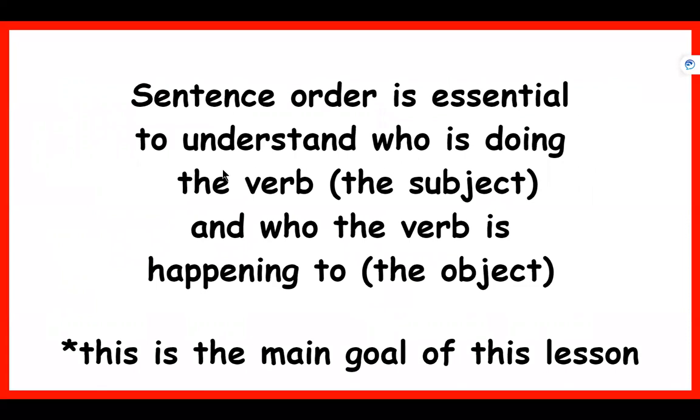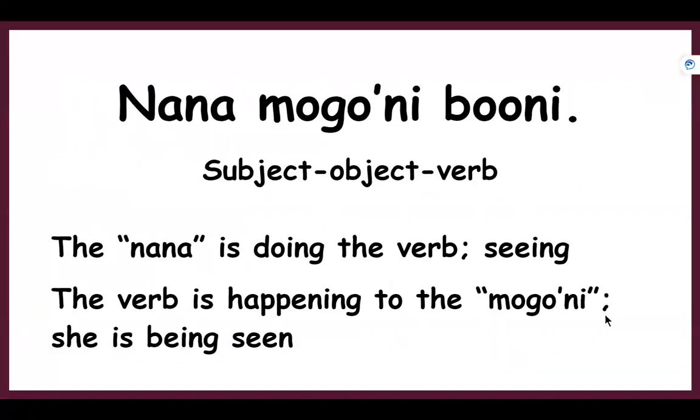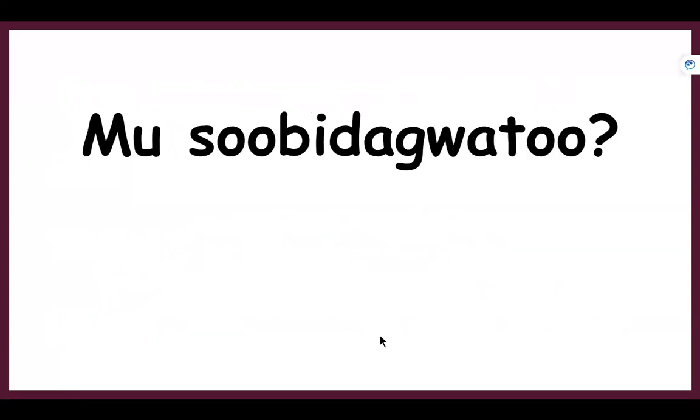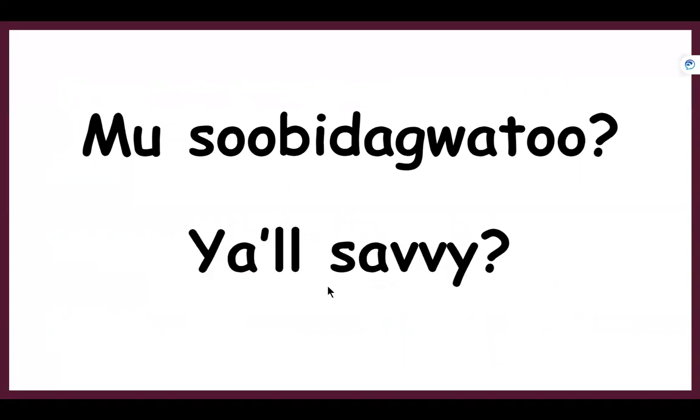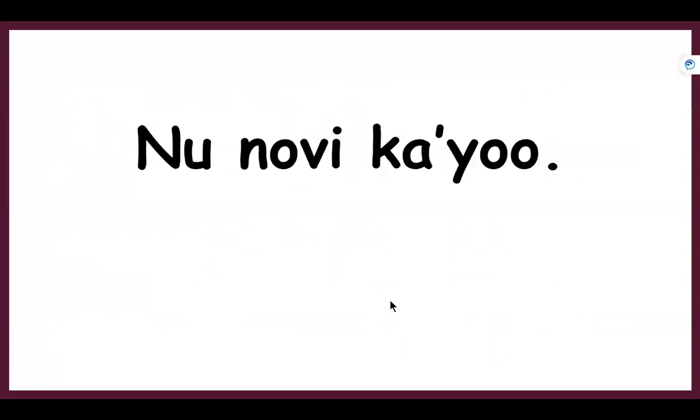But sentence order is essential to understand who is doing the verb, the subject, and who the verb is happening to, which is the object. This is the main goal of this lesson, to get the structure in proper order. So nana mogotni bunni. Man sees woman. Subject, object, verb. The nana is doing the verb, seeing. The verb is happening to the mogotni. She is being seen. You guys getting it? Yes, let's try some more.